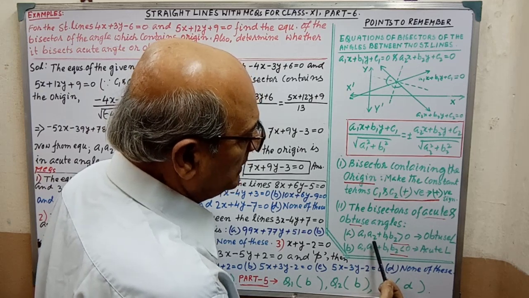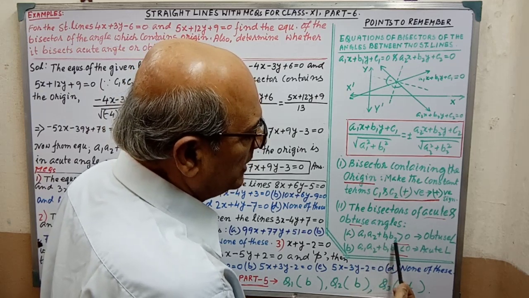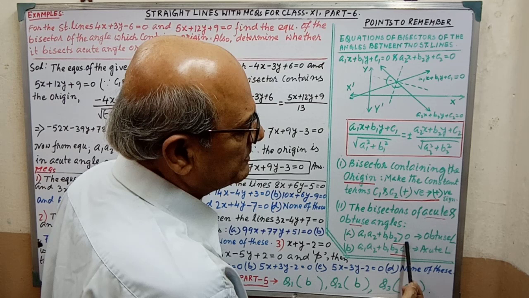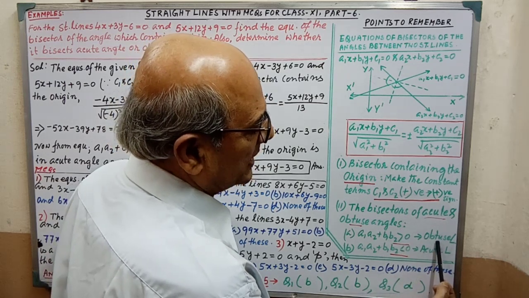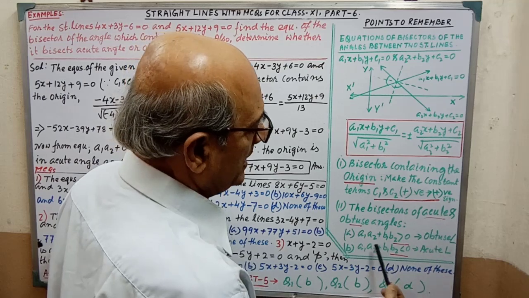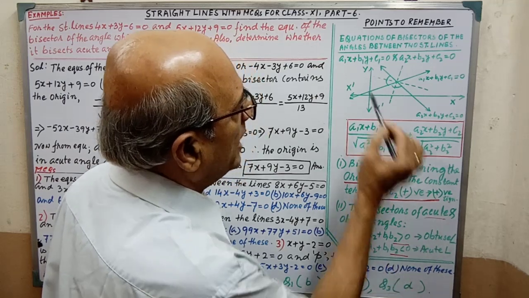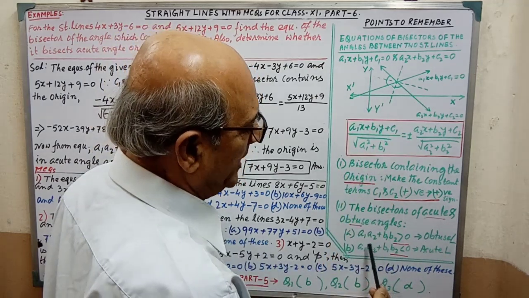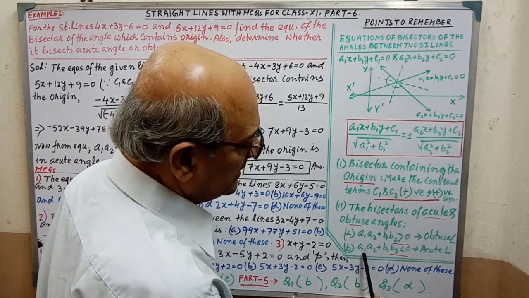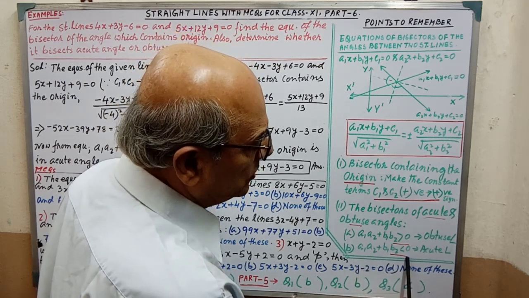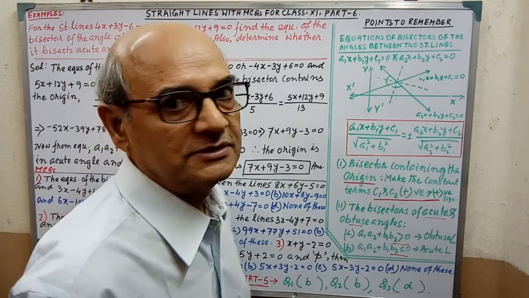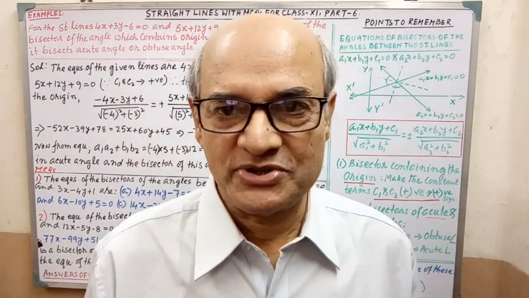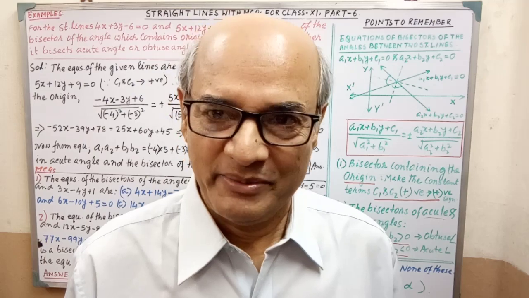That is A1 A2 plus B1 B2 greater than 0. That means if you get a plus value, then it bisects the obtuse angle. A1, A2 and B1, B2 are nothing but the coefficients of x and y. Similarly, if this is less than 0, then it bisects the acute angle. These are the information you have to remember.